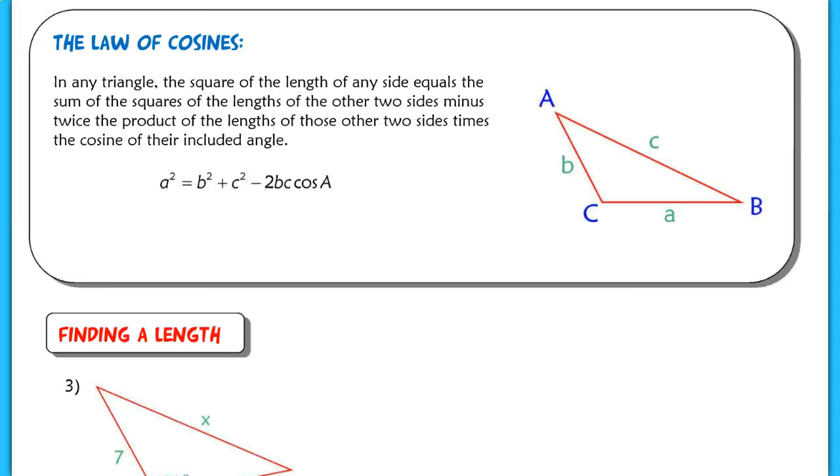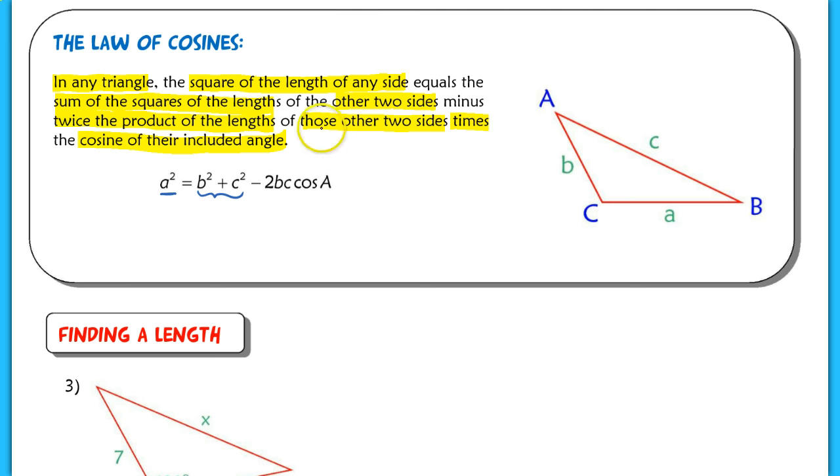Okay, let's move on now to the law of cosines, which states that also in any triangle, the square of the length of any side, so here we are squaring a, okay, so the square of that length equals the sum of the squares of the lengths of the other two sides. So here we've got the sum of the squares of the other two sides, and then minus twice the product of the lengths of those other two sides. So I've got minus 2 times the product of b and c, then times the cosine of their included angle.